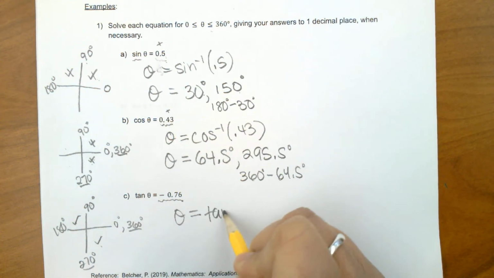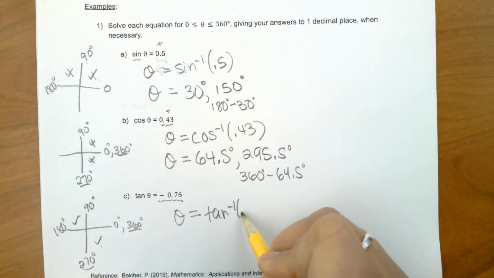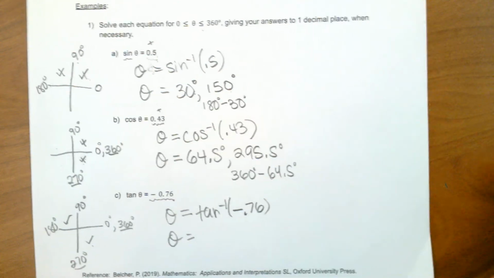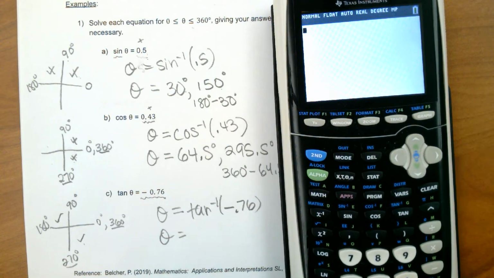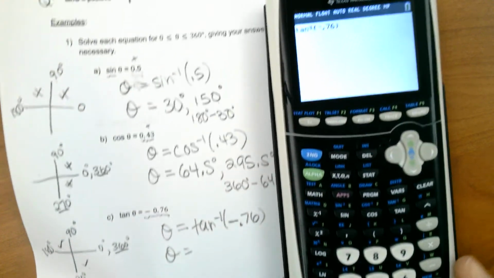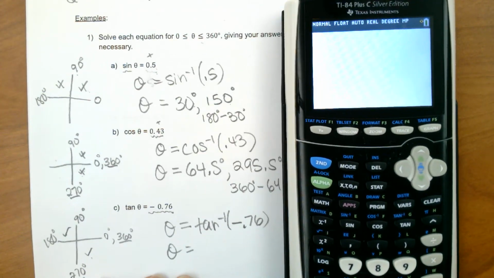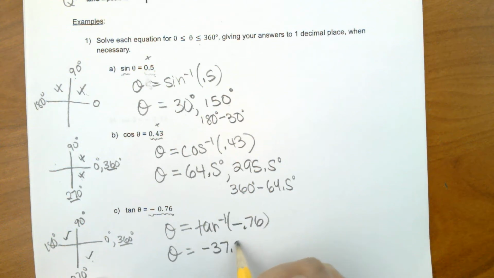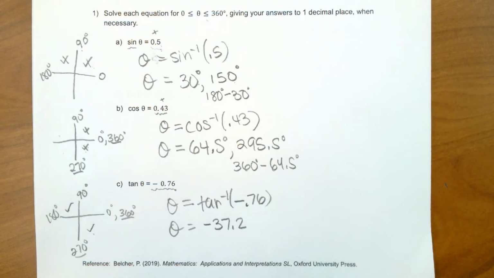So we're going to do inverse tangent of negative 0.76. Be careful of those negatives, don't miss it. Clear this out. Inverse tangent, negative 0.76. And remember, the negative button is all the way down here, so it'll probably give you an error if you don't use that. And we got negative 37.2. Negative 37.2.